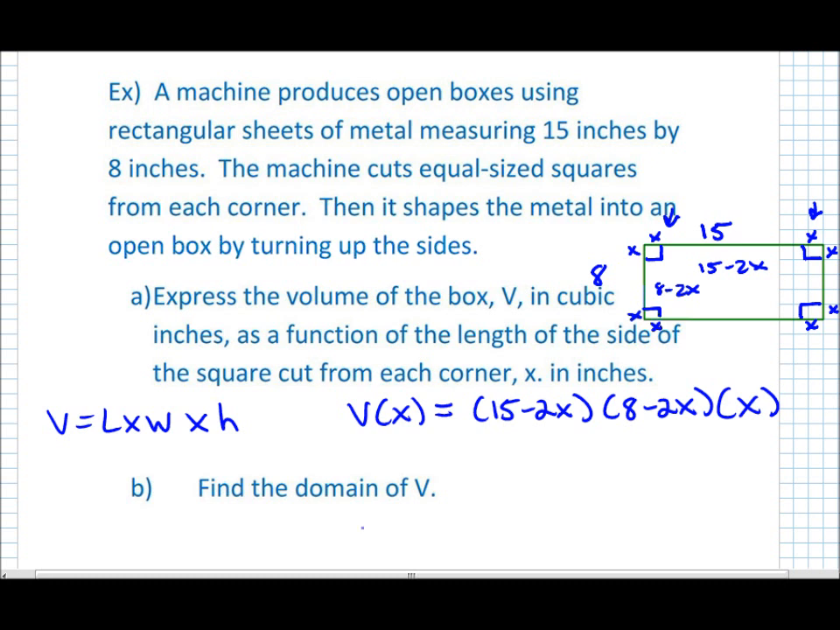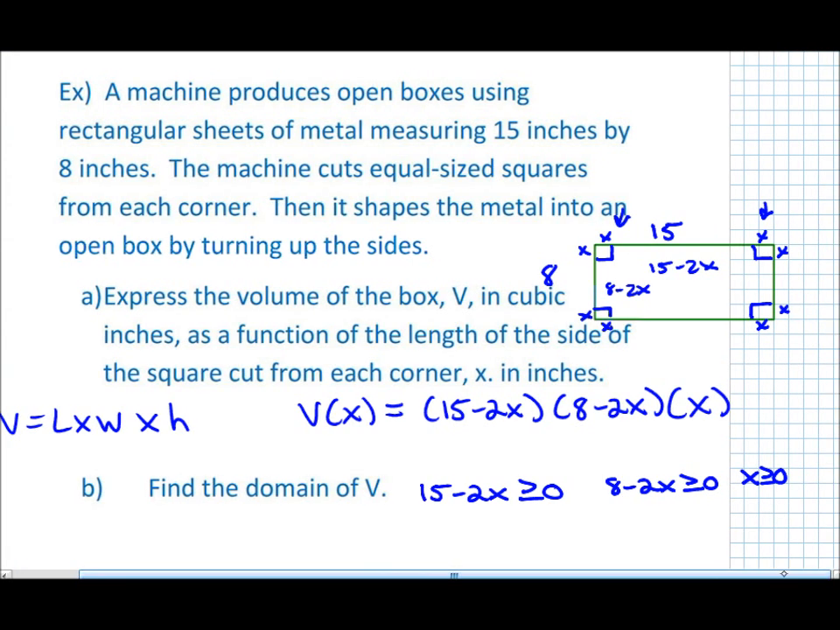So now, the domain. Remember here, think about it in terms of a box. A box can't have a negative side. So 15 minus 2x must be greater than or equal to 0. Same with 8 minus 2x. And same with x.